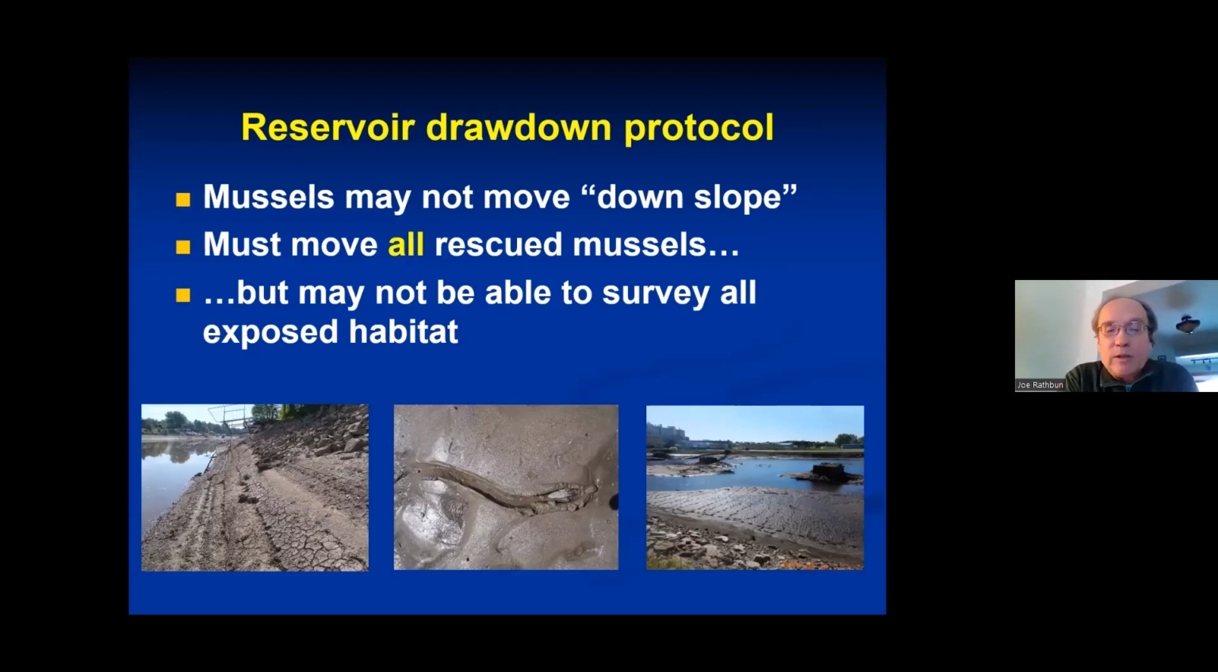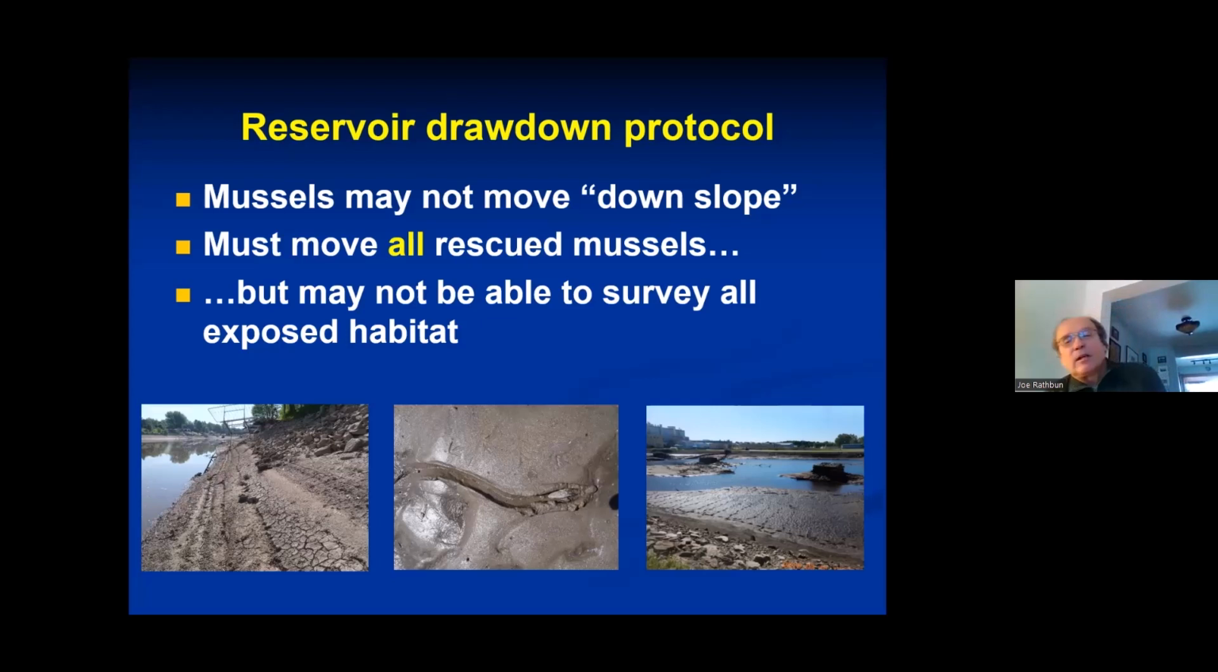The mussels will survive a drawdown anywhere from a couple of days to a couple of weeks, depending on the temperature, air temperature, the moisture content of the sediment around them, and on species too. Some seem to be more resistant to drying out than others. But a couple of days to a couple of weeks, that's a very short period of time.